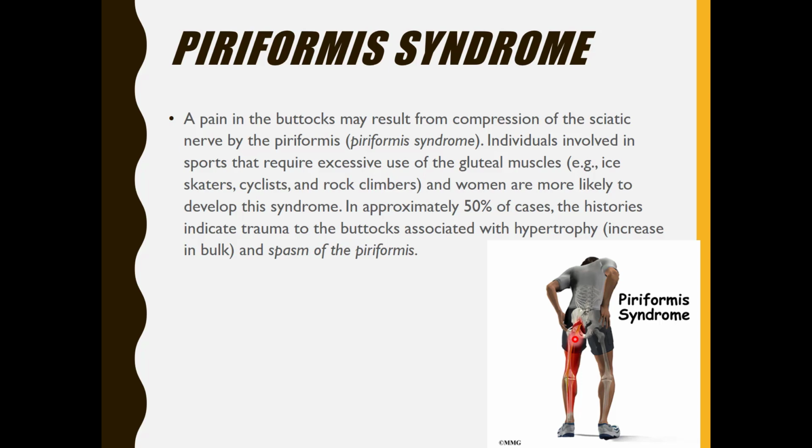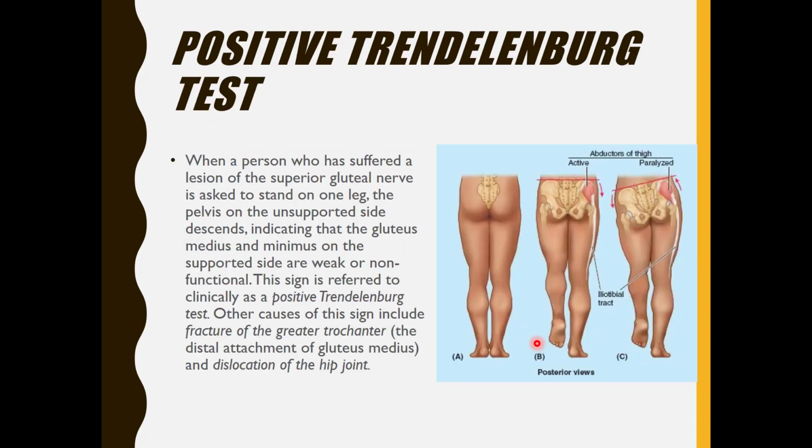In approximately 50% of the cases, the histories indicate trauma to the buttocks associated with hypertrophy and spasm of the piriformis muscle. So remember always that the piriformis muscle is present over the sciatic nerve, so it can compress the sciatic nerve very commonly. This is called piriformis syndrome.